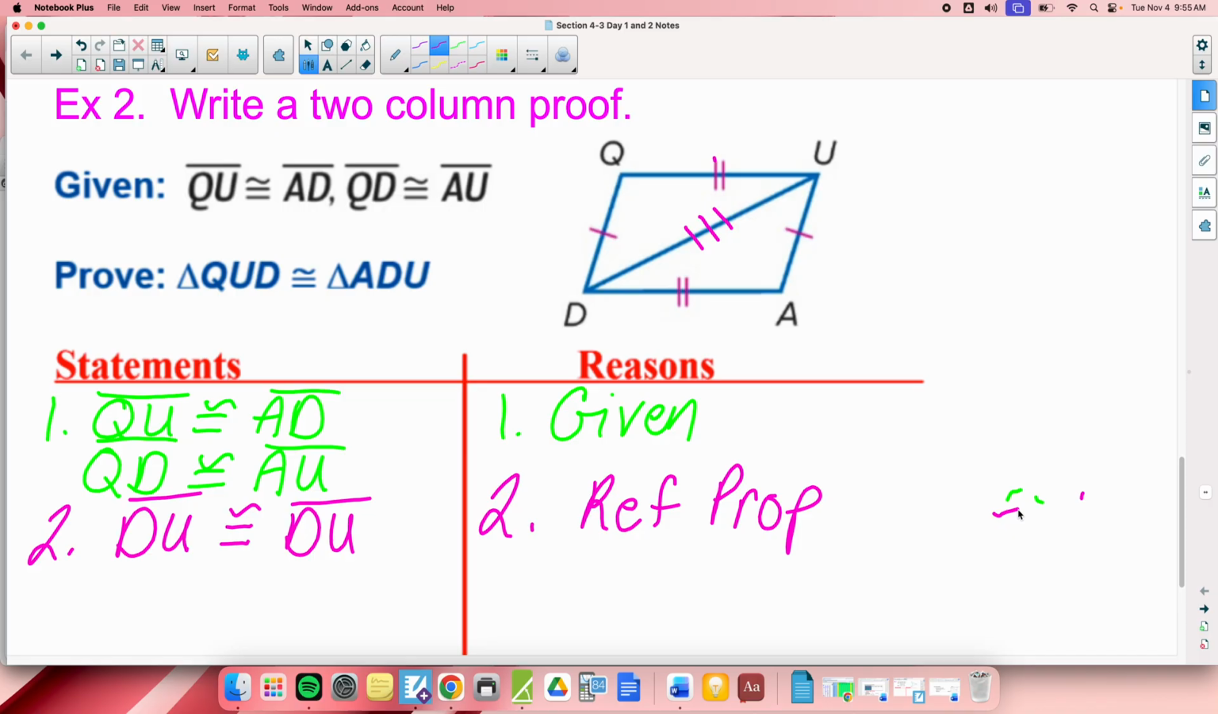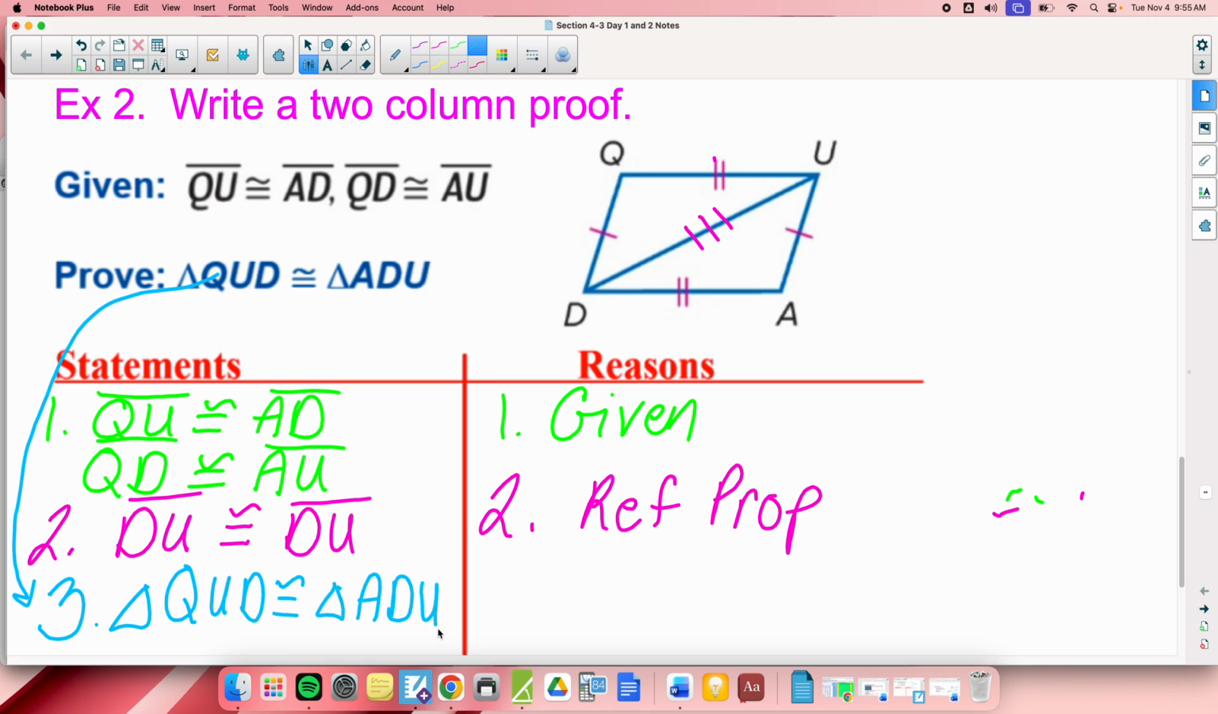So you come down to your last step, okay? And in these, you can bring this down, and you would say the 2 triangles are congruent. QUD is congruent to triangle ADU, and that is by side, side, side. Do you guys understand that? Yeah.